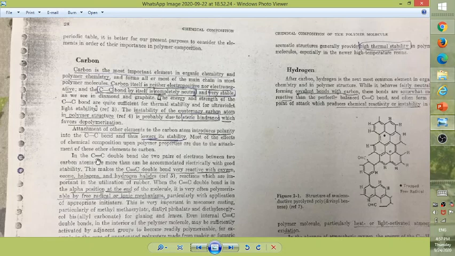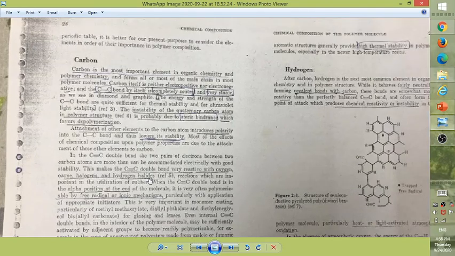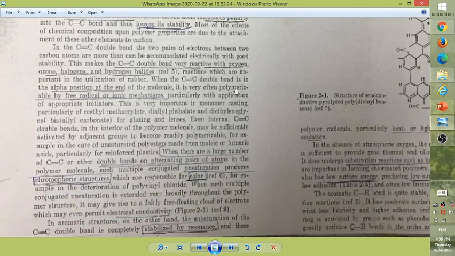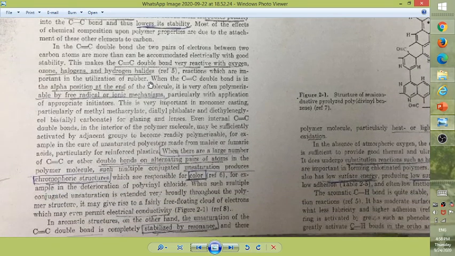Now let us consider C=C. In C=C, the 2 pairs of electrons between 2 carbon atoms are more than can be accommodated electrically with good stability. This makes the C=C bond very reactive with oxygen, ozone, halogen and hydrogen halides. Because electrically it is difficult to accommodate it, therefore it is unstable. Unstable means susceptible to reactions. Reactions which are important in the utilization of rubber.